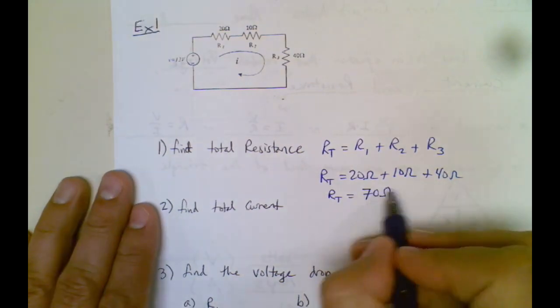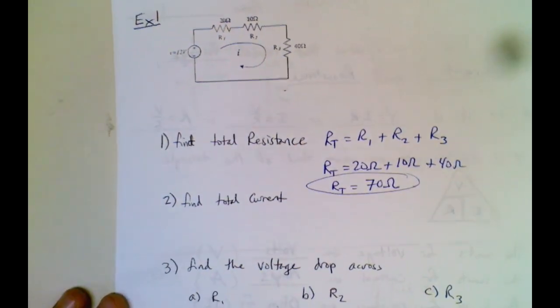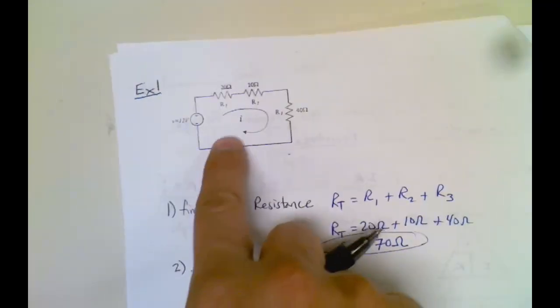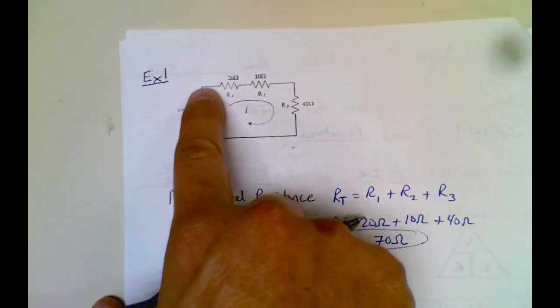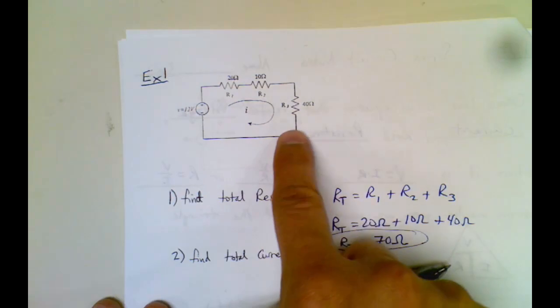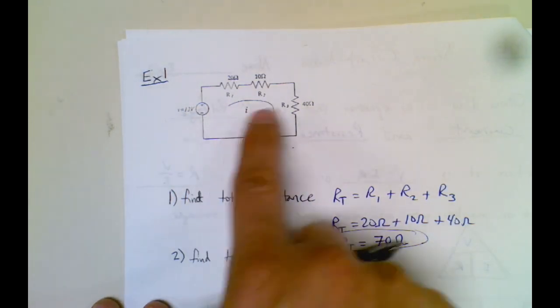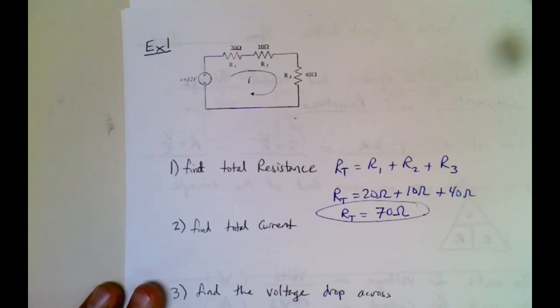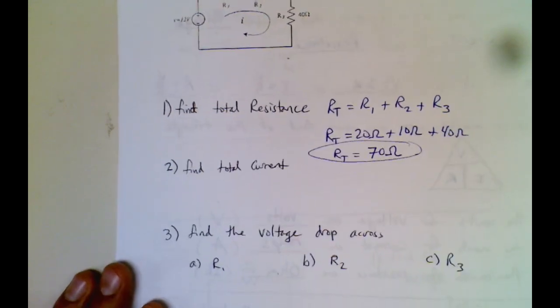Okay, so that was our first answer. So far, so good. Oh, by the way, why is this a series circuit? Because there is only one path for the electricity to flow. If I break it anywhere, the whole circuit's broken. There's no way for electricity to flow.